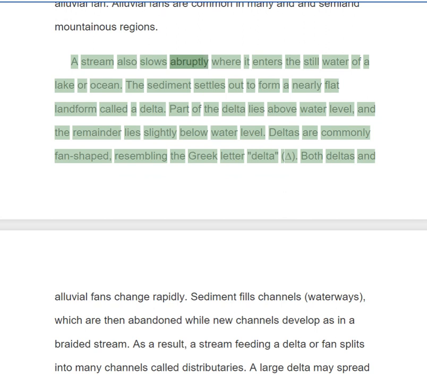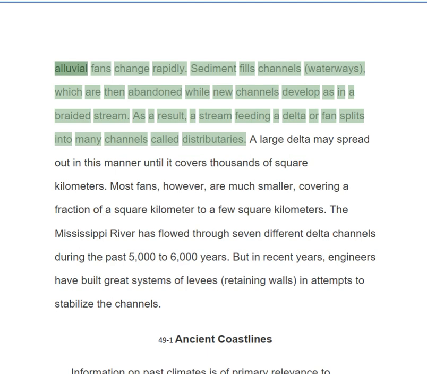A stream also slows abruptly where it enters the still water of a lake or ocean. The sediment settles out to form a nearly flat landform called a delta. Part of the delta lies above water level, and the remainder lies slightly below water level. Deltas are commonly fan-shaped, resembling the Greek letter delta. Both deltas and alluvial fans change rapidly.